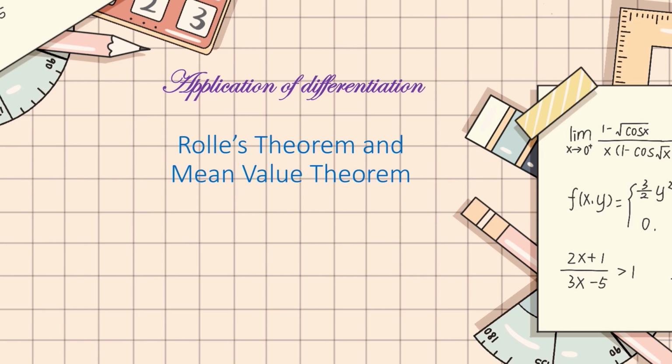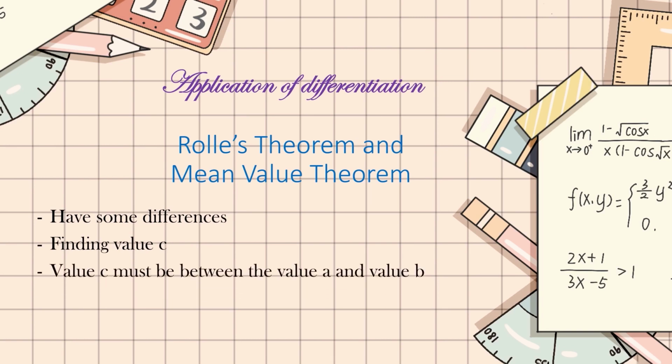Our subtopic is application of differentiation in Rolle's theorem and the mean value theorem. Between these two, there is some difference in formula and steps, but the similarity is to find the value C, which is the purpose of this subtopic. The value of C must be between the value of A and B. If we don't get a value between A and B, there must be a mistake and we have to redo it again to check the error.